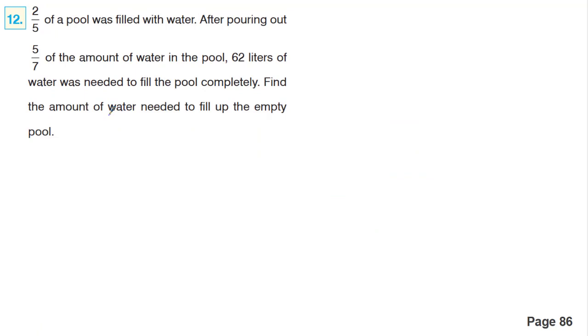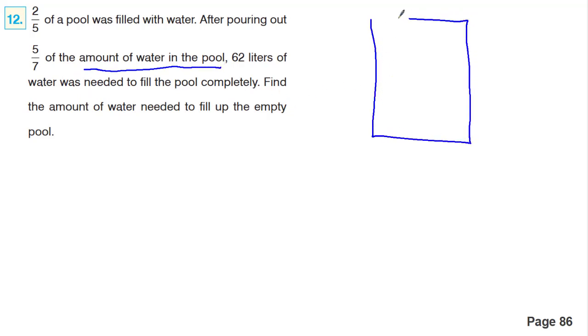2/5 of a pool was filled with water, after pouring out 5/7 of the amount of water in the pool. So let's say the pool is something like this, deep, and we have 2/5 of the pool filled here. So this amount from here to here is 2/5 of the pool. This is not a number like liters, it's 2/5 of the pool. That means the remaining is 3/5 of the pool. So this is empty, no water, and this part here is with water.